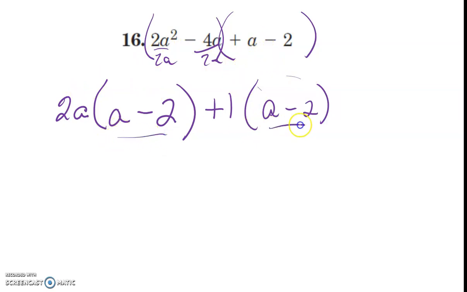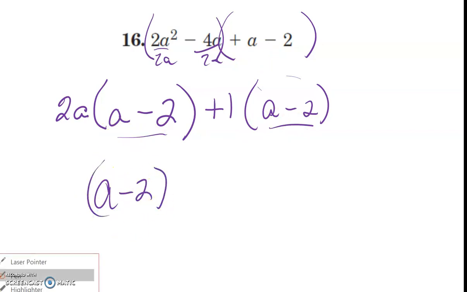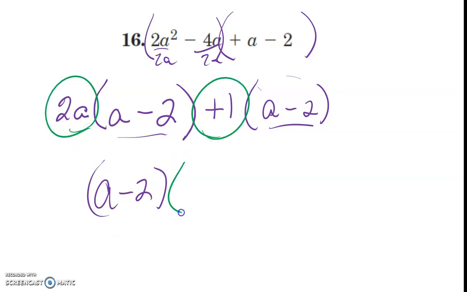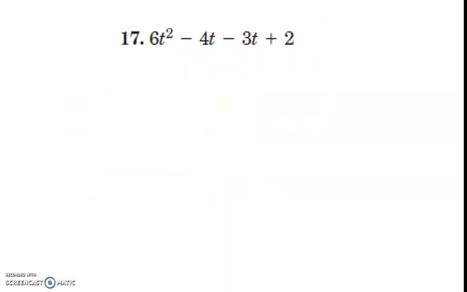They both share the a minus 2, so I'm going to take a minus 2 out. That becomes my first factor. And I'm going to take the 2a and the plus 1, which is left over. That becomes my second factor. Pretty neat trick. If I FOIL this out, I'm going to get this guy back up here, and I know I did it correctly. Let's try 17.